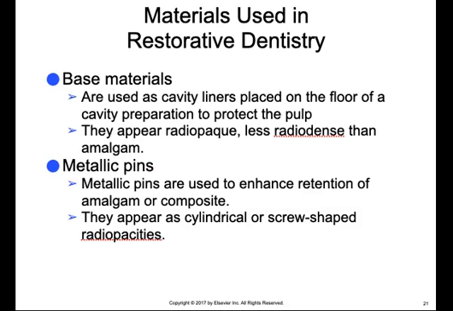Metallic pins are used to enhance the retention of amalgam or composite and appear as cylindrical or screw shaped radiopacities on a dental image. So sometimes when we have a very large restoration, like a very large composite or a very large amalgam, they use these little pins, which are almost designed like rebar in cement, that kind of hold the restoration in place. So it's just a retention tool.